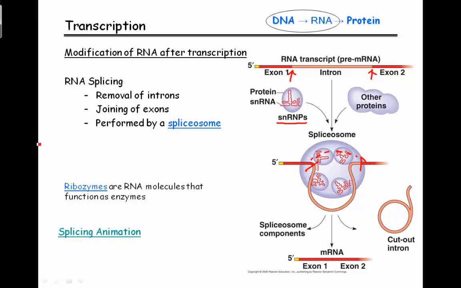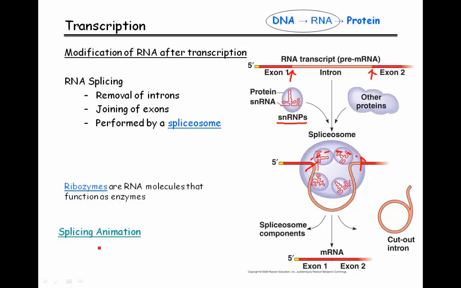Now this splicing animation is shown in your extra resources on Angel. So do take a look at that, because I think it will clear up what we mean by splicing, and you'll actually see the process in action.